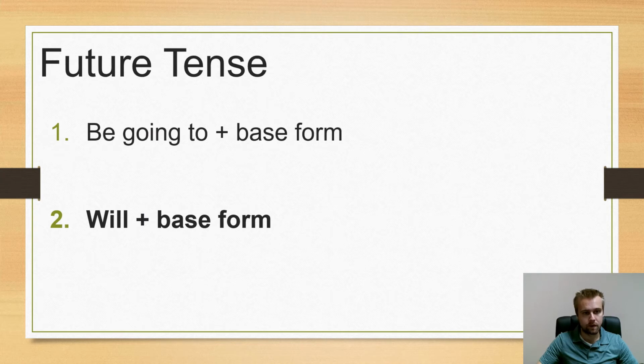The future tense consists of two forms: the going to plus base form that we talked about last class in the last lesson, and will plus base form, which we will be talking about today.